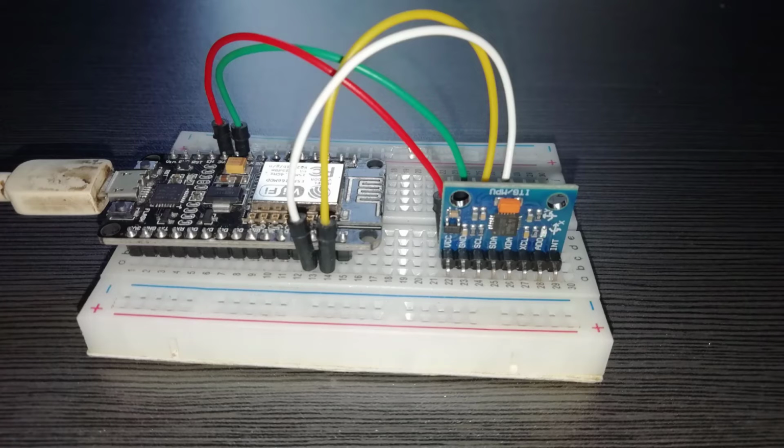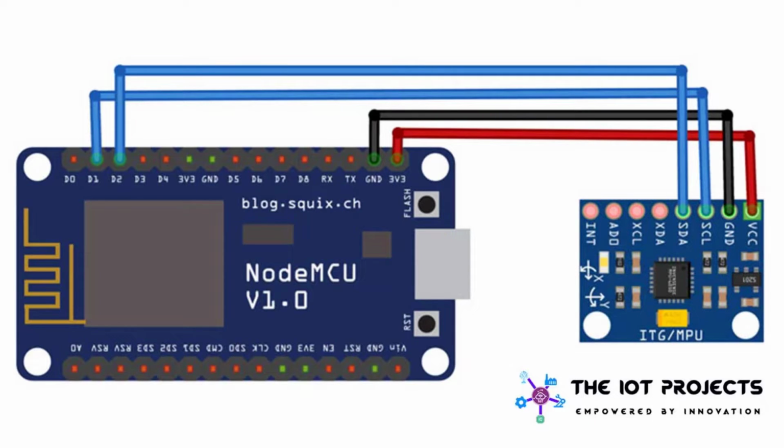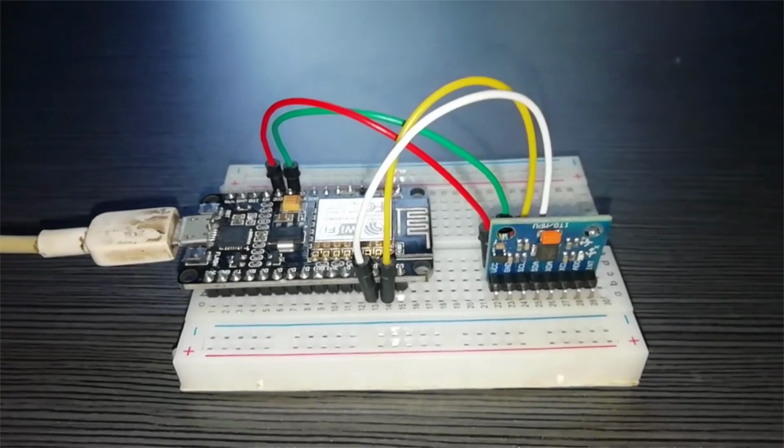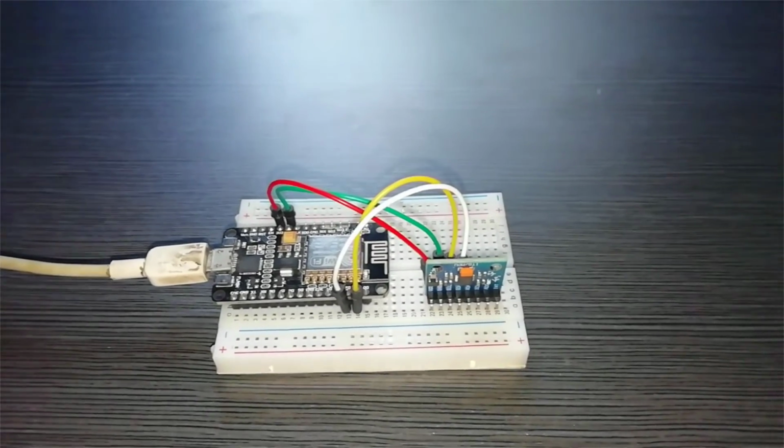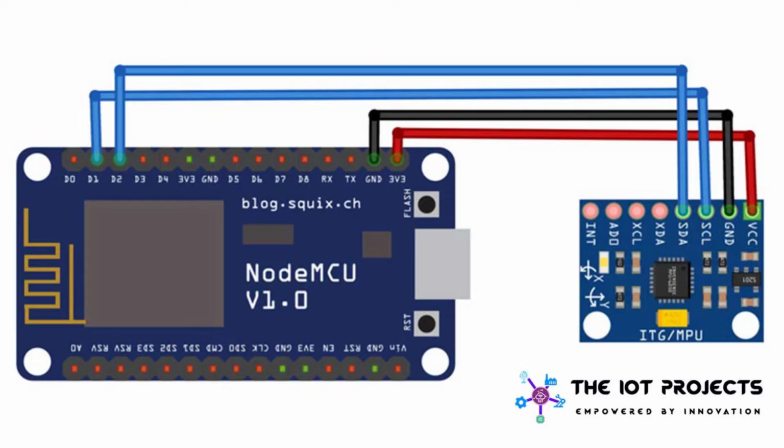The circuit diagram for the IoT-based fall detector using NodeMCU and MPU6050 is very simple. The MPU6050 works on I2C protocol, so we only need two wires to interface NodeMCU and MPU6050. The SCL and SDA pins of MPU6050 are connected to D1 and D2 pins of NodeMCU, while VCC and GND pins of MPU6050 are connected to the 3.3 volt and GND of NodeMCU.